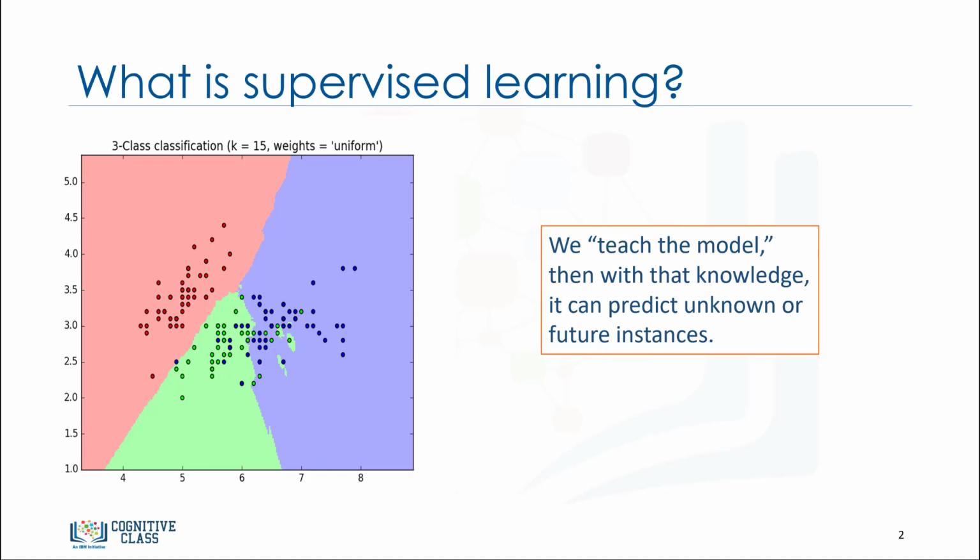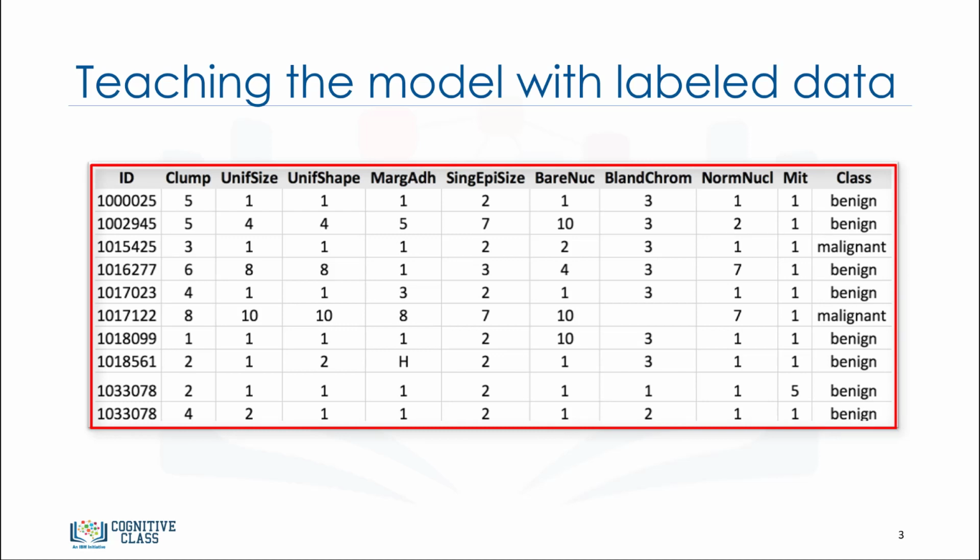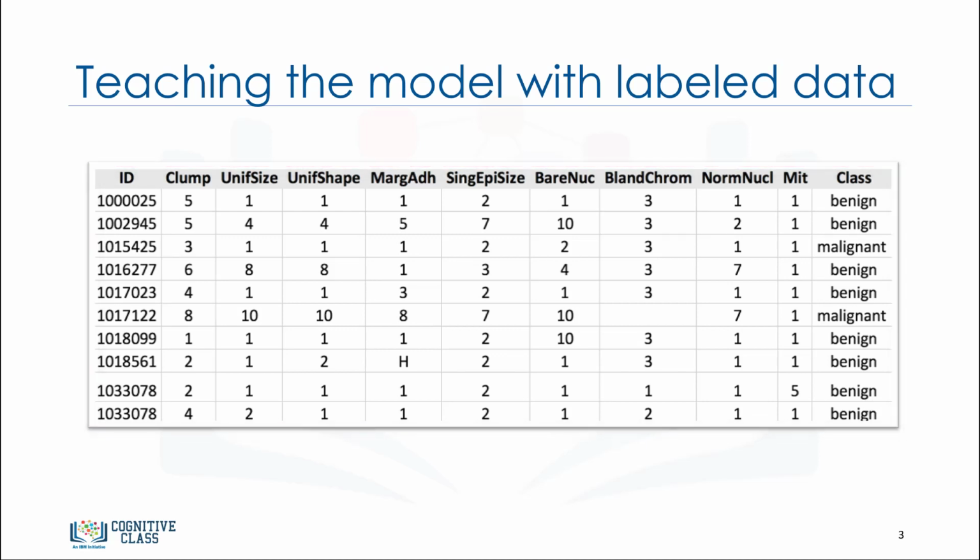But this leads to the next question, which is, how exactly do we teach a model? We teach the model by training it with some data from a labeled dataset. It's important to note that the data is labeled. And what does a labeled dataset look like? Well, it could look something like this. This example is taken from the cancer dataset. As you can see, we have some historical data for patients, and we already know the class of each row.